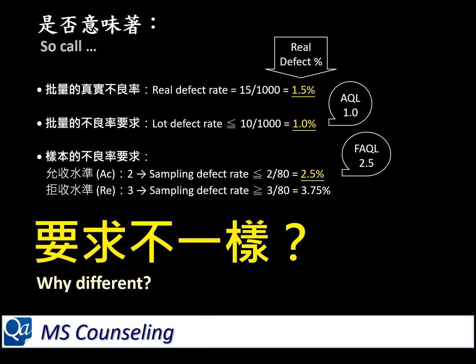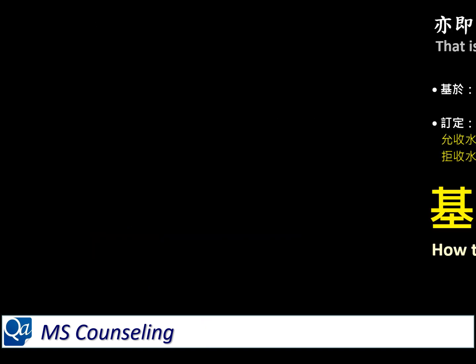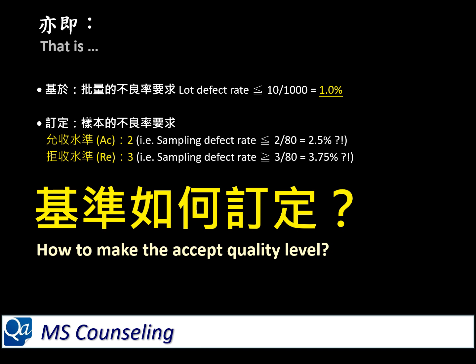In this case, why are the requirements different? There are some different explanations on the internet or in textbooks. Let's start with the acceptance criteria. The acceptance level AC in MIL-STD-105E is 2, in other words, 2 divided by the number of samples, 80, is 2.5%, and the rejection level RE is 3, which is 3.75%. How is this set? And why is there a gap with the batch defect rate requirement of 1%?